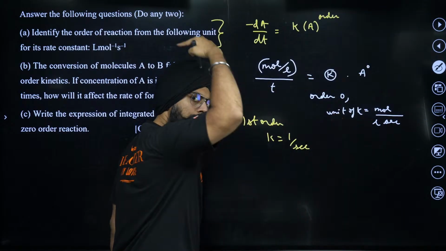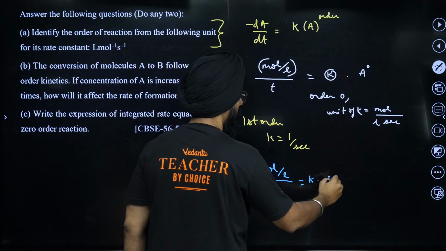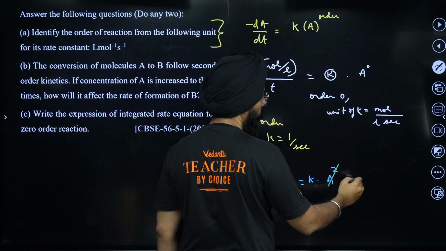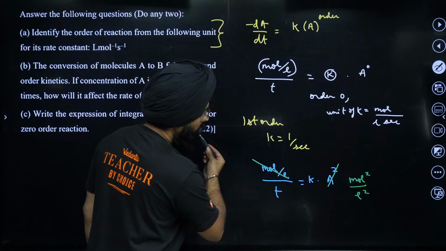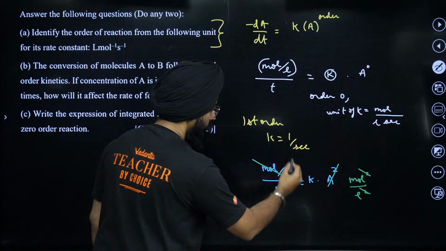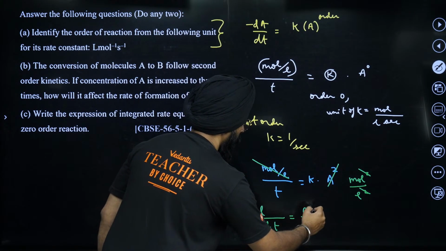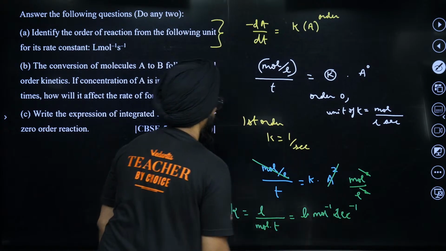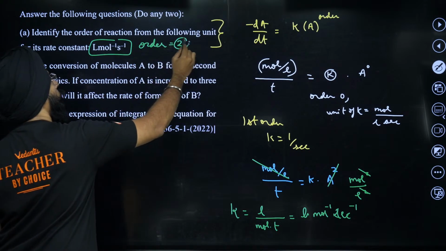Now, lastly, the answer over here: mole per liter upon time is equal to K into A to the power 2. So the unit of A to the power 2 will be mole square upon liter square. So 1 mole per liter from here will cancel 1 mole per liter from the other side. So I can say that K is equal to liter upon mole into time. So this is liter mole inverse seconds inverse. Order is 2.